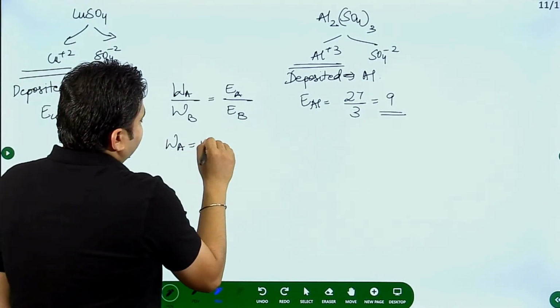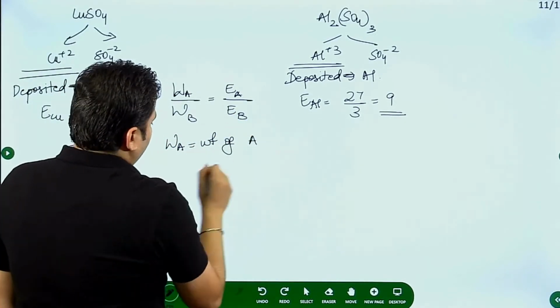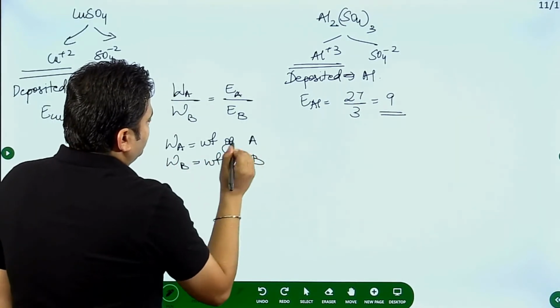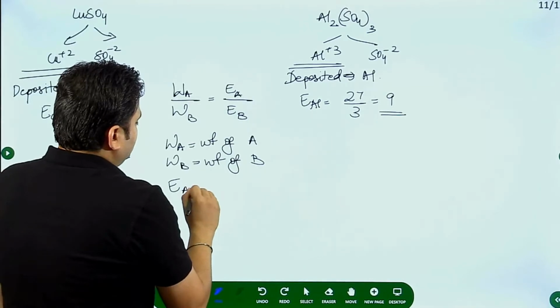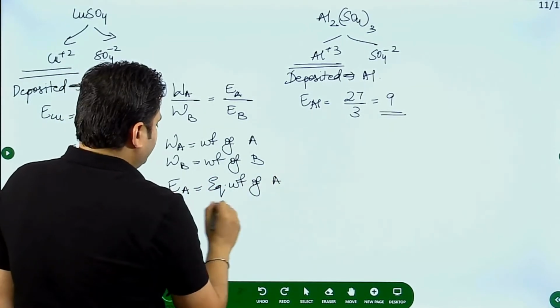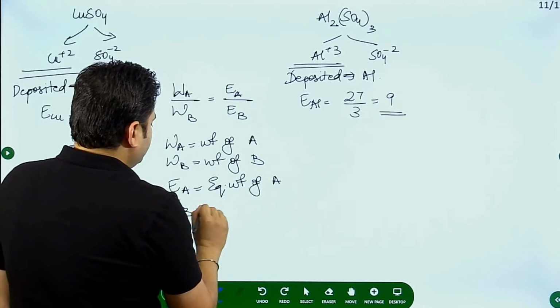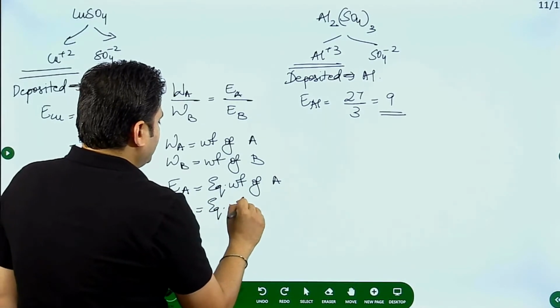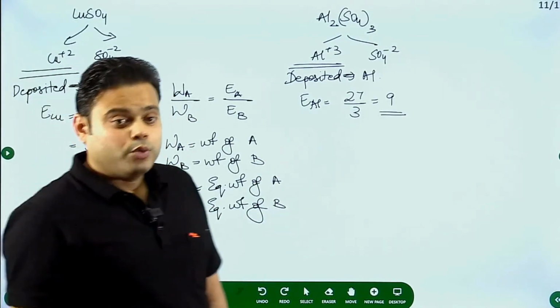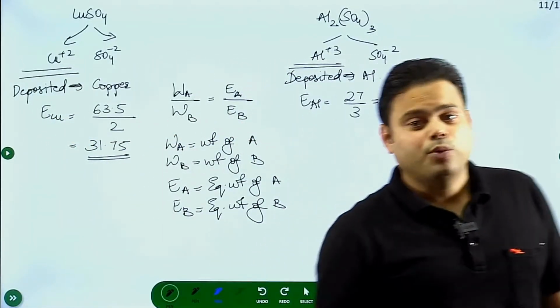WA is the weight of A, WB is the weight of B, EA is the equivalent weight of A and EB is the equivalent weight of B, with respect to which we solve the question.